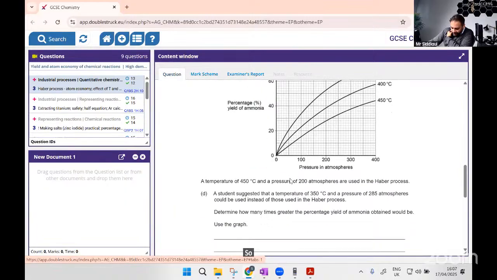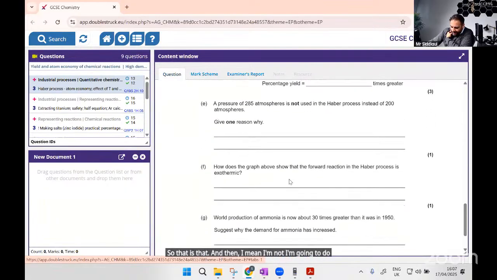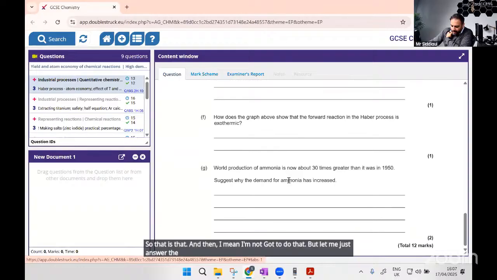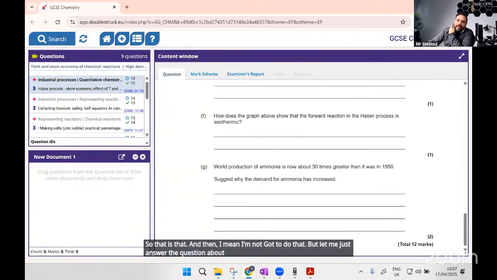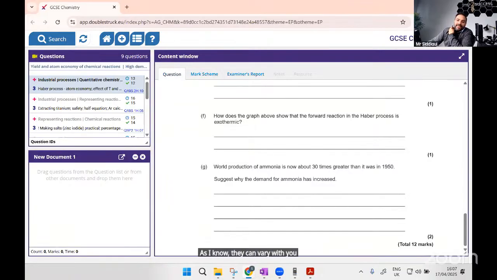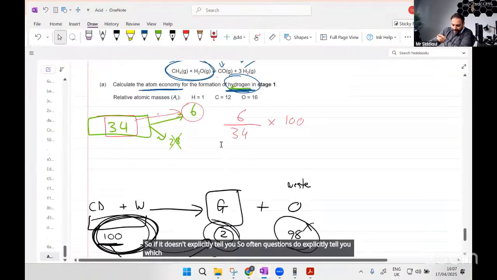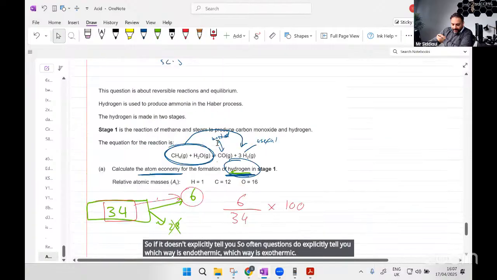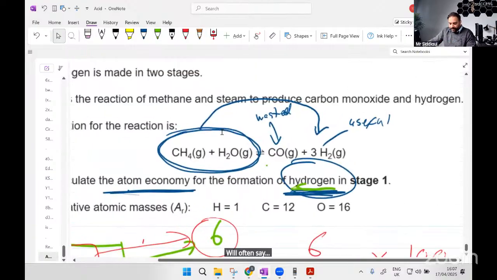And then, I'm not going to go into all of these, but let me just answer the question about how you will know which direction is endothermic or exothermic. Well, the simple answer is there'll be a clue in the question. Often questions do explicitly tell you which way is endothermic, which way is exothermic. So they will often say, let's use the Haber process as an example.